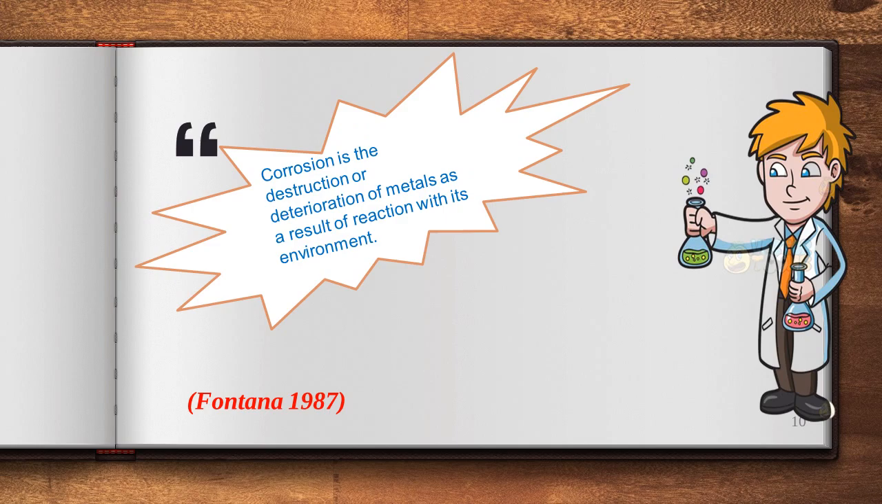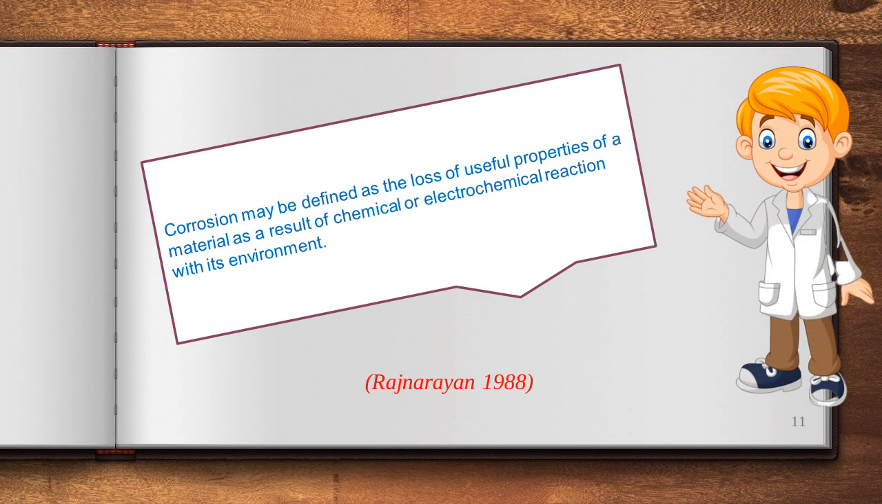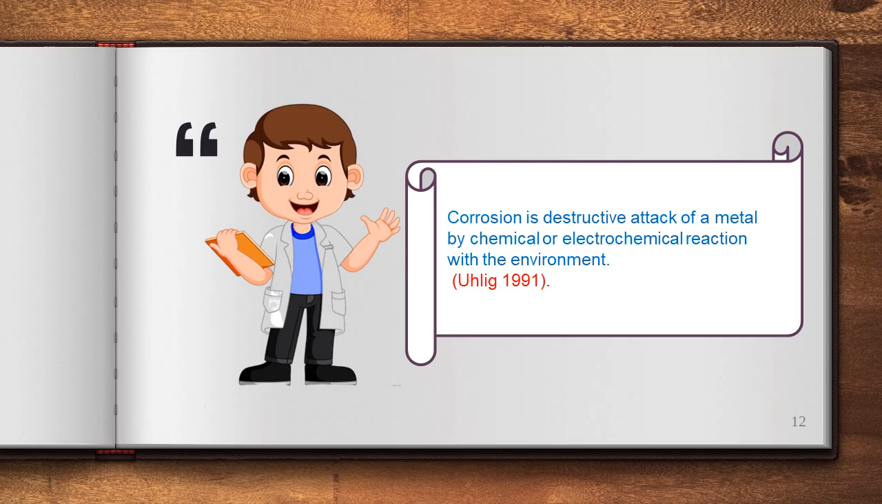Fontana says corrosion is the destruction or deterioration of metals as a result of reaction with its environment. According to Rajnarayan, corrosion may be defined as the loss of useful properties of a material as a result of chemical or electrochemical reaction with its environment. Corrosion is destructive attack of a metal by a chemical or electrochemical reaction with the environment, says Ulagi.